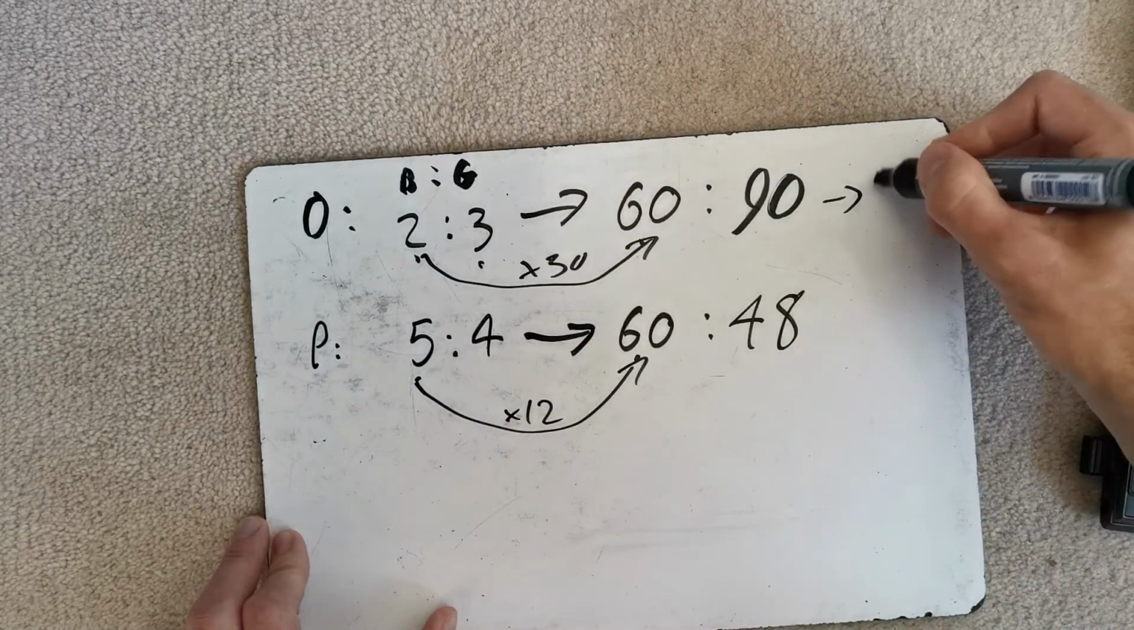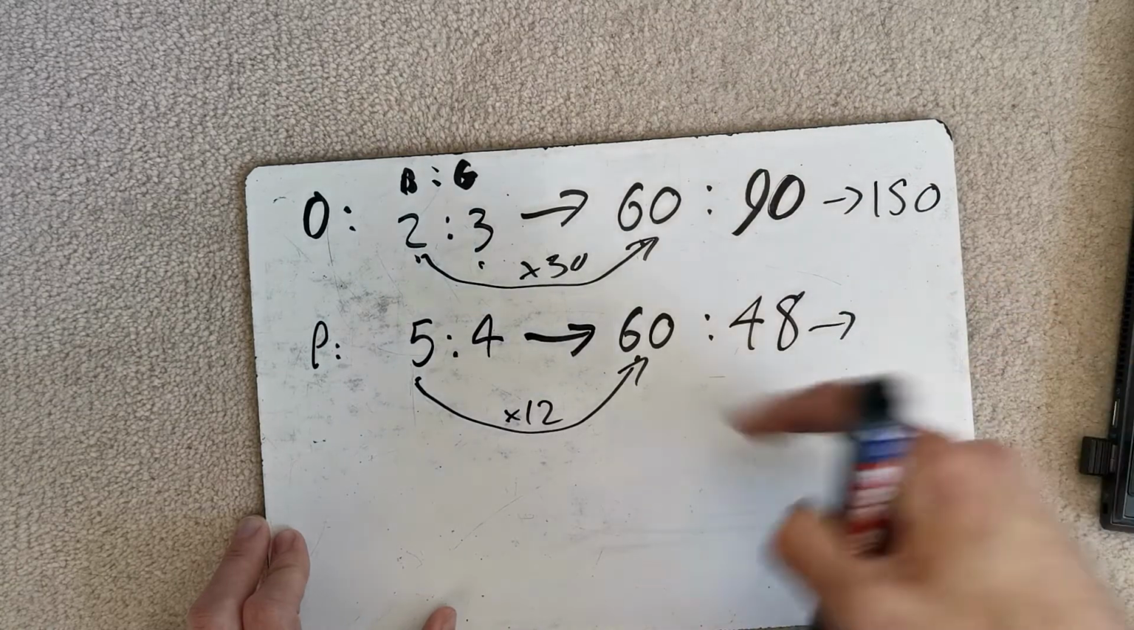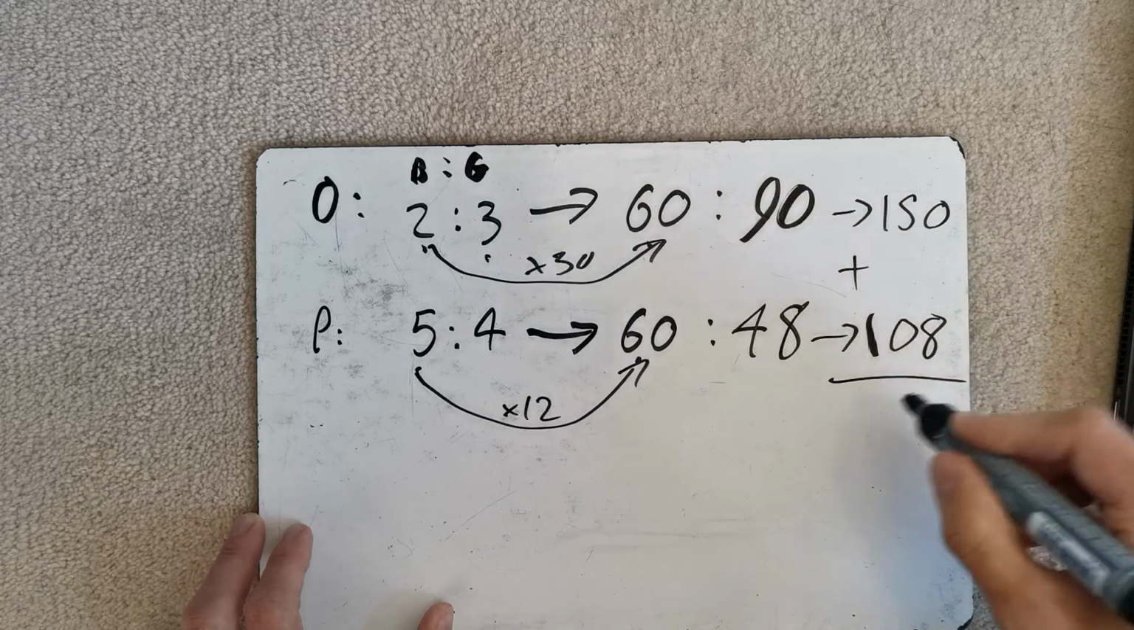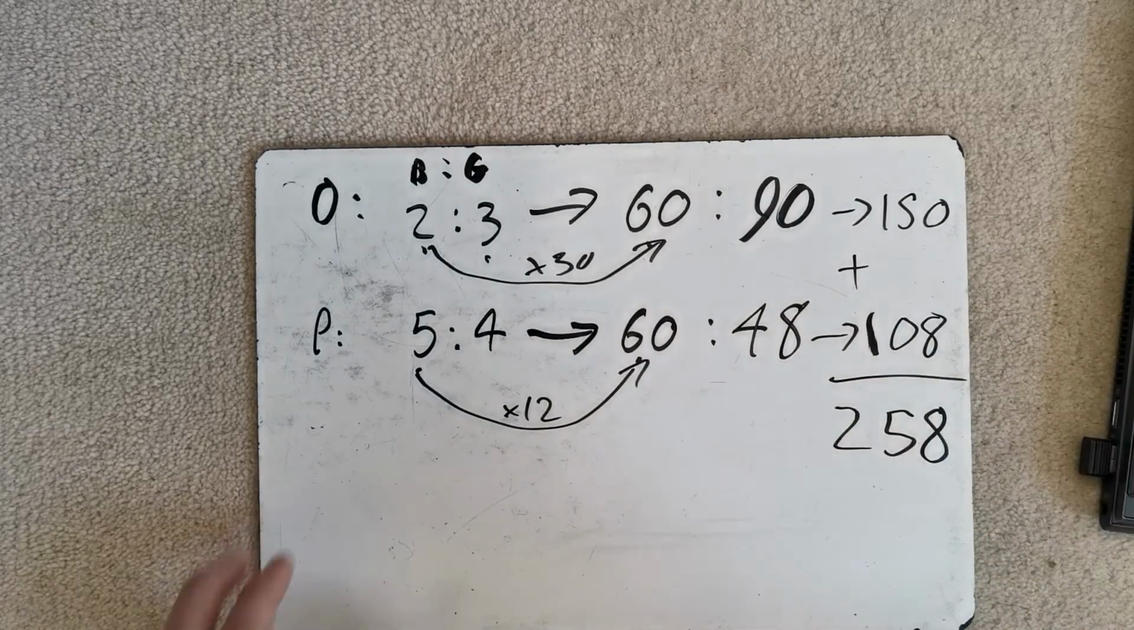So all these people together, there's 150. All of these people together, there is 108. Add them together, we get 258. Boom, done.